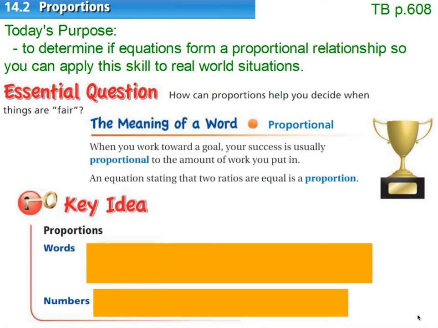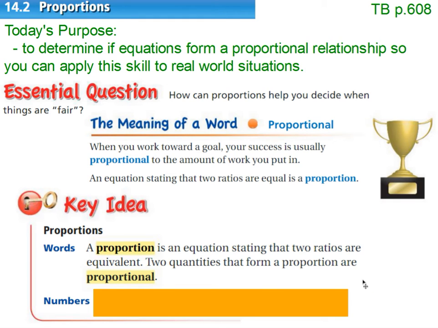Today is lesson 14.2 on proportions. Our purpose is to determine if two equations form a proportional relationship so we can apply this skill to real-world situations. When you work towards a goal, your success is usually proportional to the amount of work you put in, meaning that the amount of work you put in and success have a direct correlation. The amount of time you put in is going to equal more success.